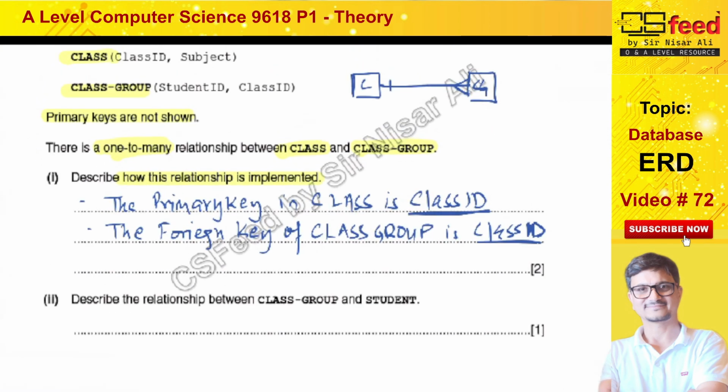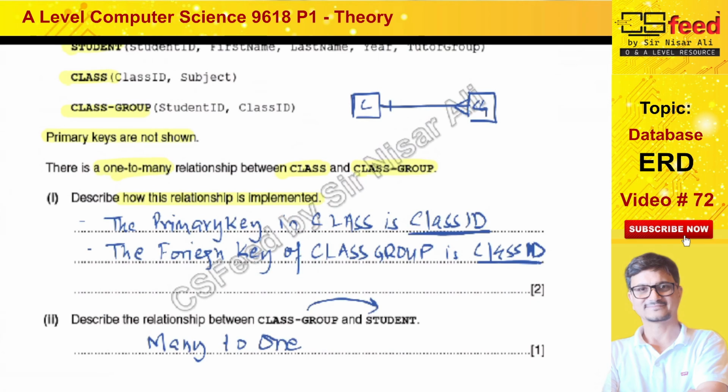Describe the relationship between class group and student. Now the sequence is from class group to student. So class group has the foreign key, so it is many to one. So the relationship is many to one. Okay, so this is how the relationship is created.